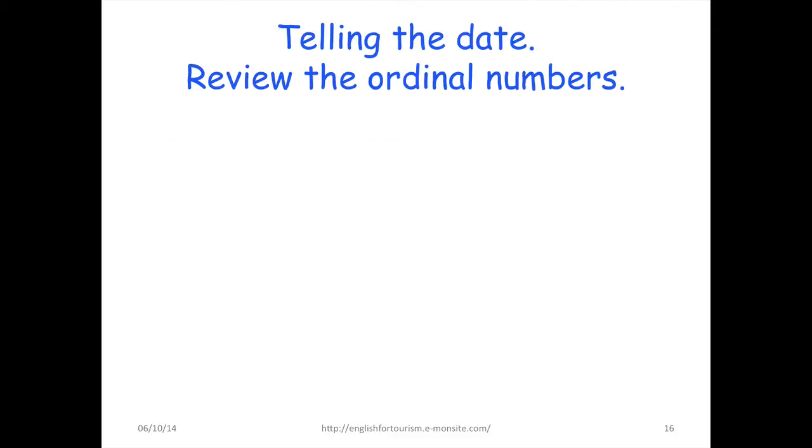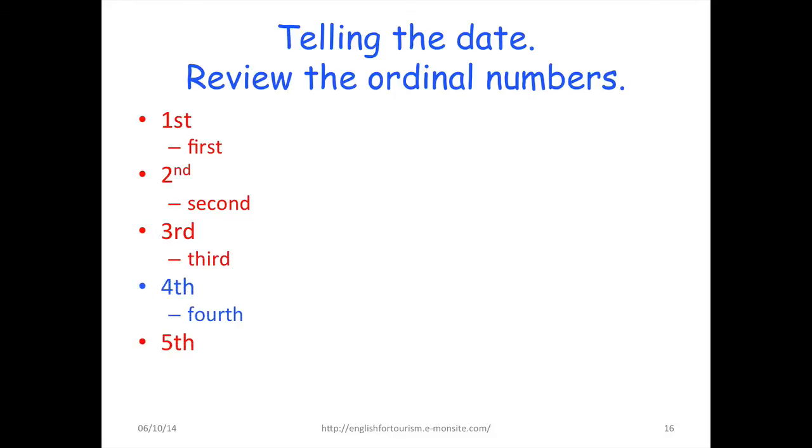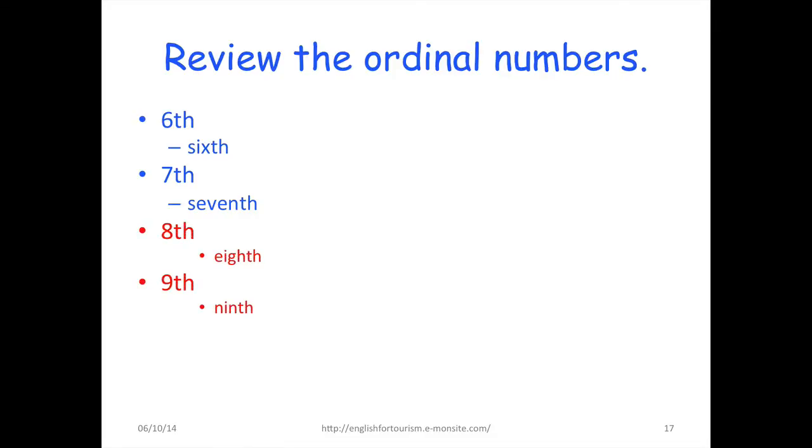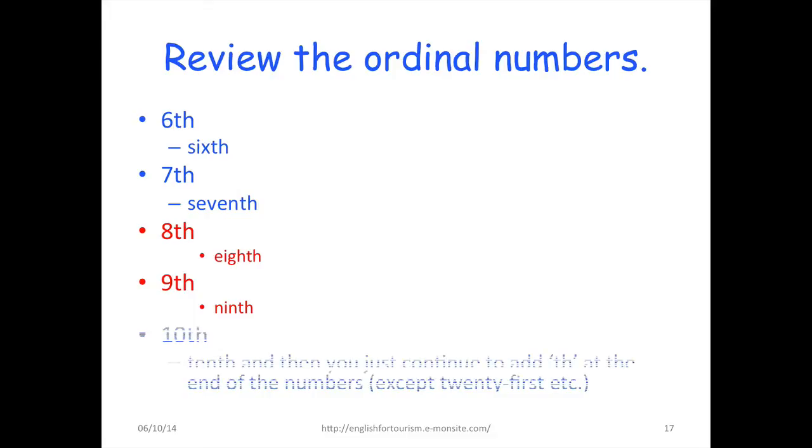Telling the date. To tell the date, you need to review the ordinal numbers. First, the first. Second, the second. Third, the third. Fourth, the fourth. Fifth, the fifth. Sixth, the sixth. Seventh, the seventh. Eighth, the eighth. Ninth, the ninth.